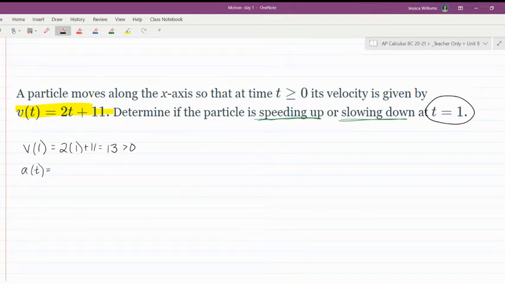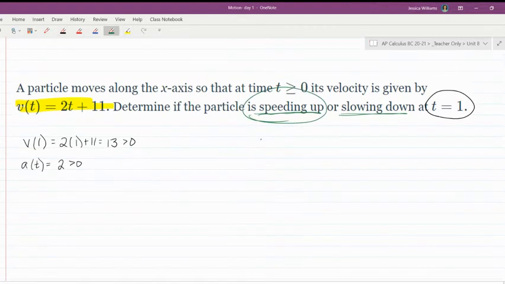I told you they would be friendly today. It's 2. That's also greater than 0, so we can say that this one is speeding up because both a of 1 and v of 1 are positive. Doesn't matter that they're both positive, it matters that they have the same sign.